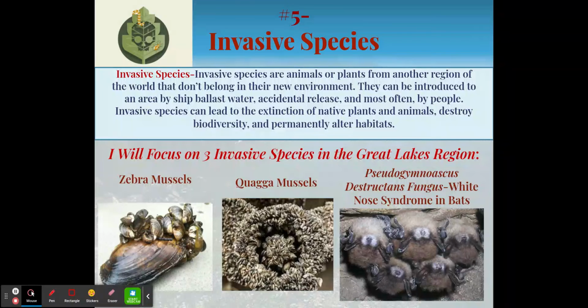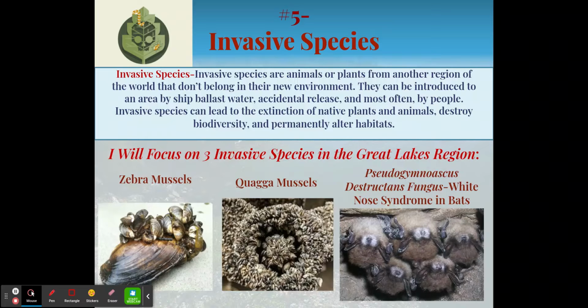So invasive species are animals or plants from another region of the world that don't belong in their new environment. They can be introduced to an area by ship, ballast water, accidental release, but most often it is by humans. So they can lead to extinction of native plants and animals. It can destroy biodiversity, and it permanently alters habitats.